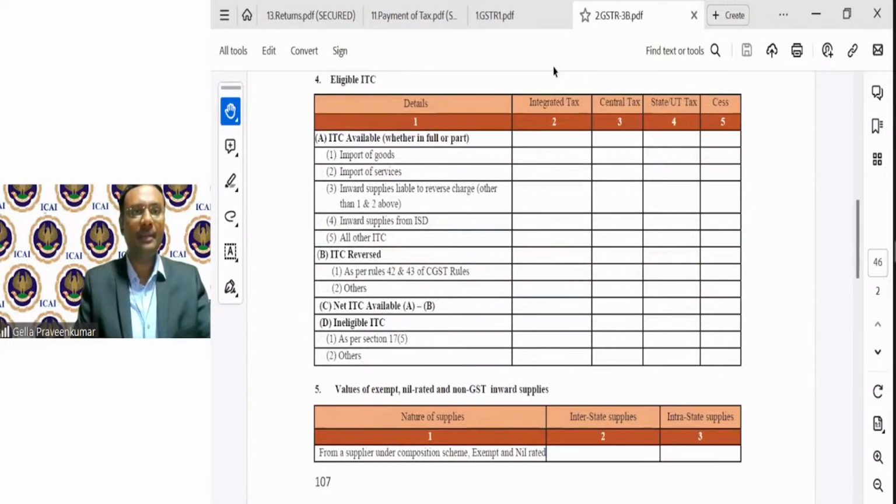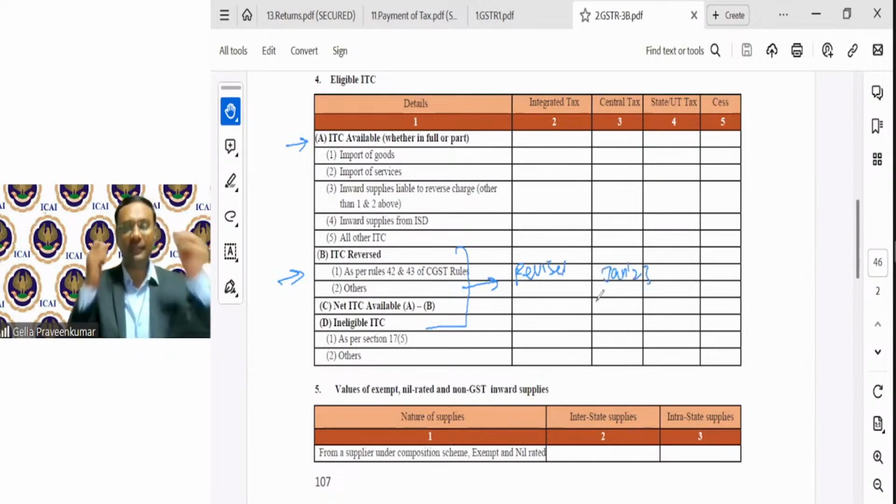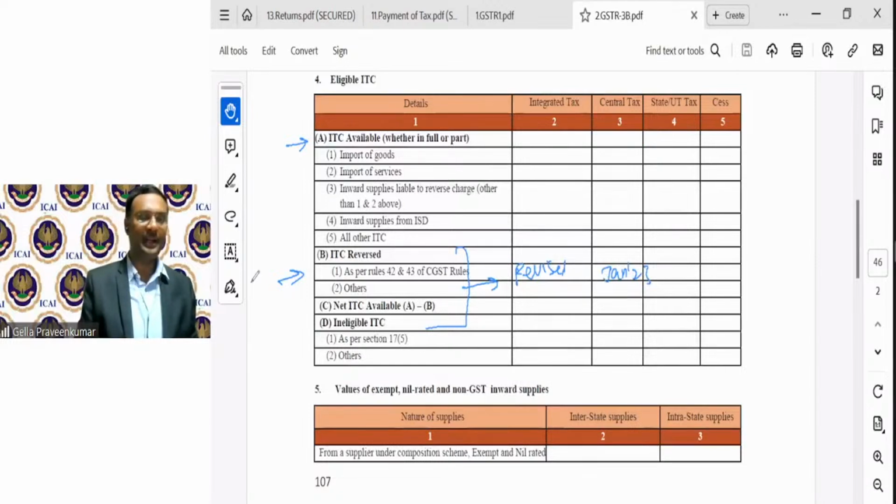Then table number 4. Table number 4 has elements A and B. I'll spend time on element A, element B and element C. This has been revised since January 2023. I'll come to a new slide to explain this concept of table number 4B separately.